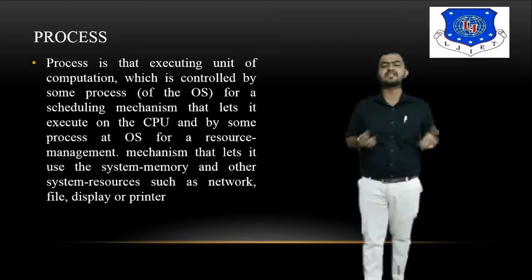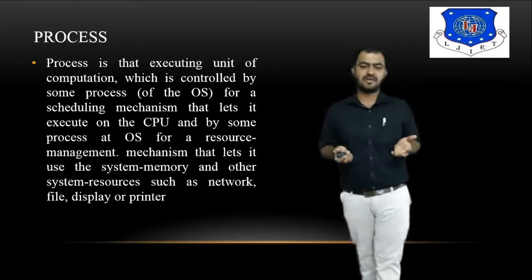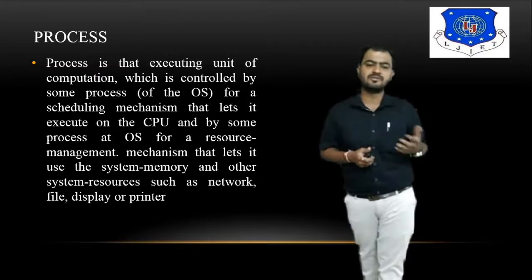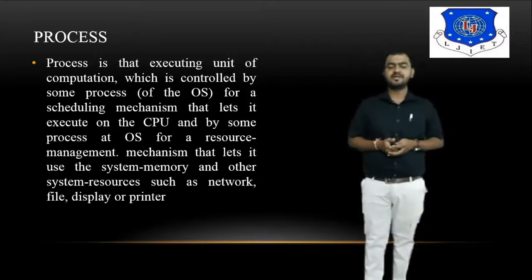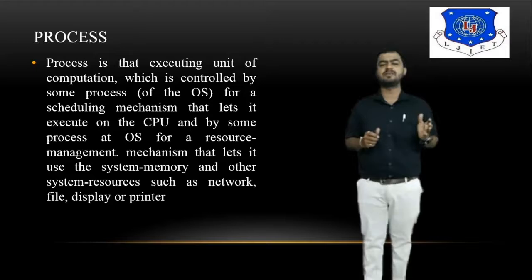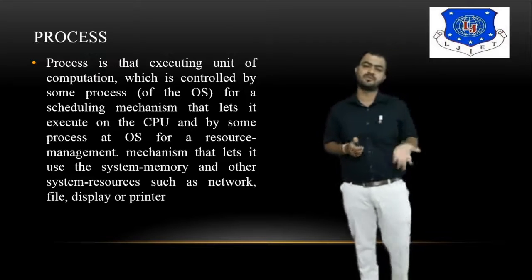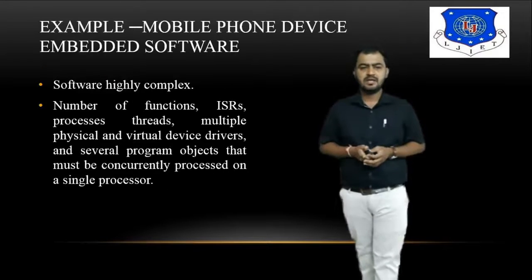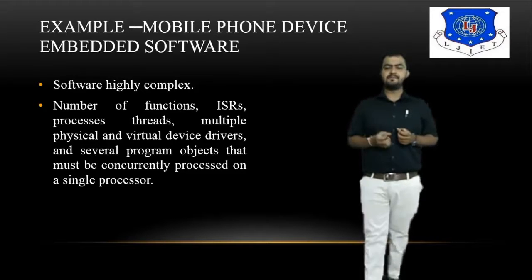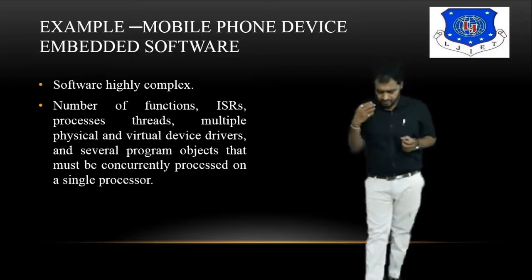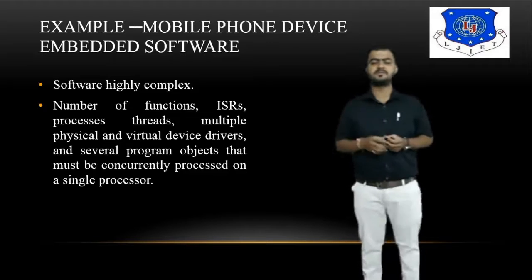So there are different types of multiple process mechanisms, considering system resources such as network requirements, file, display or printer. These are the basic requirements that we are considering right now from the process point of view. Now, let us look at an example of a process, and we study it with this particular example.